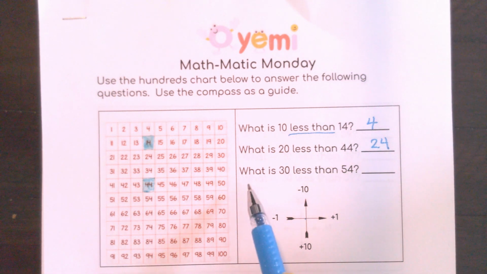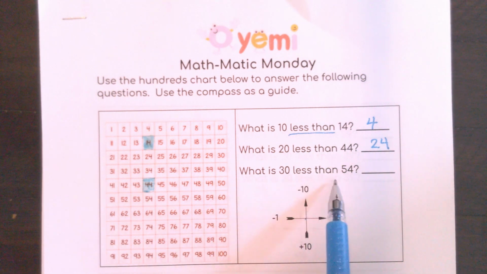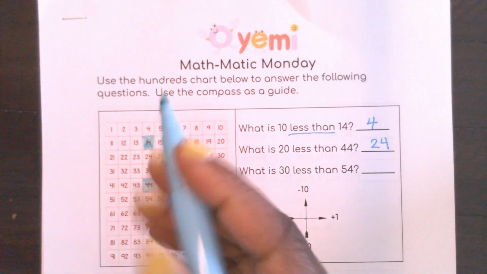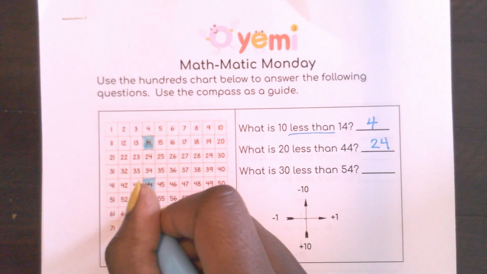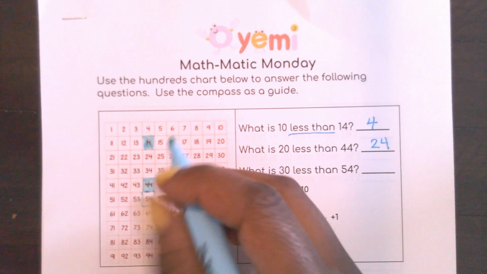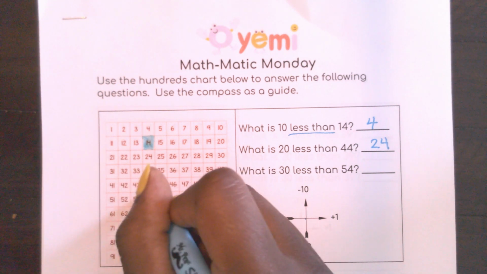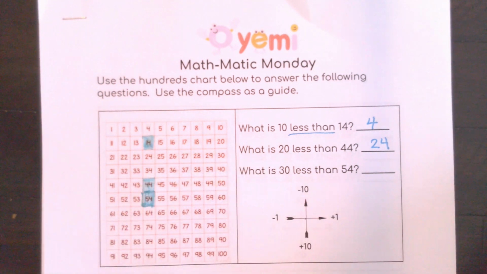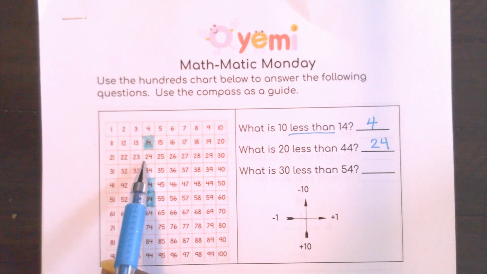Here, I want to look at 30 less than 54. So here I'm at 54, right below the 44. 54 is 10 more than 44. But I'd like to do 30 less. So here I'm at 54. I would go 10. Another 10 is 20. And another 10 is 30.